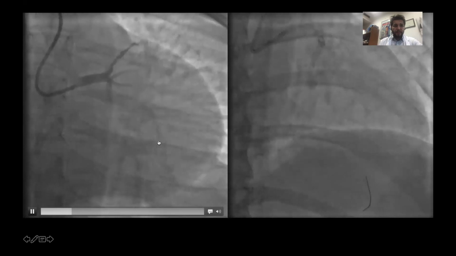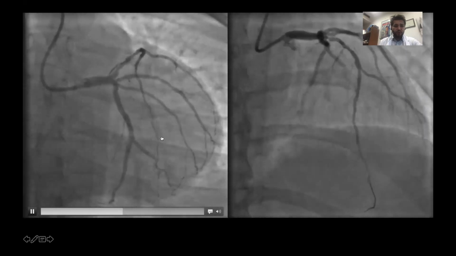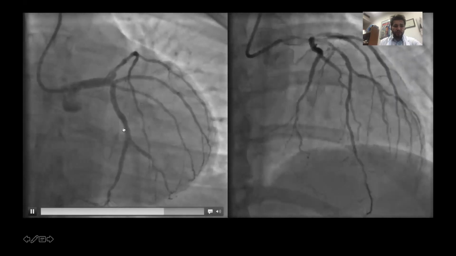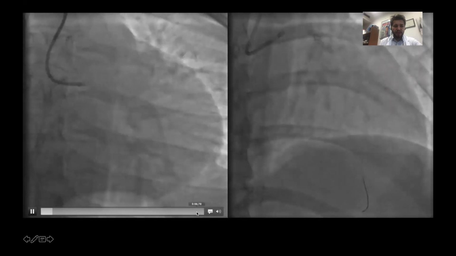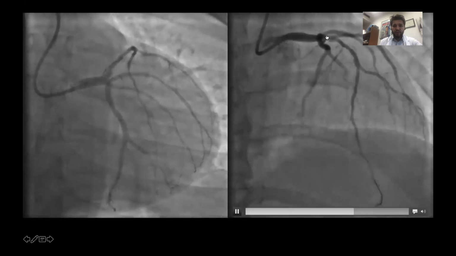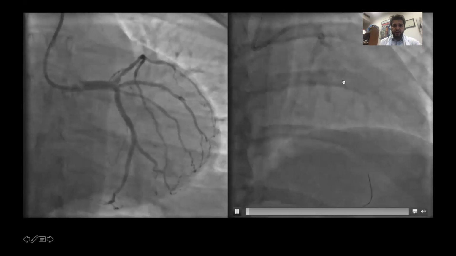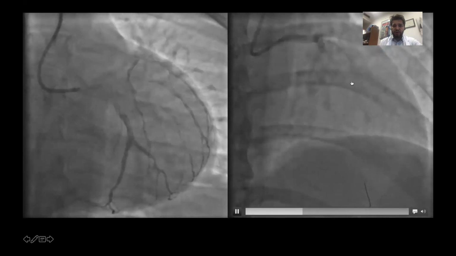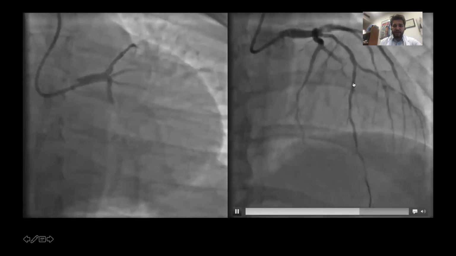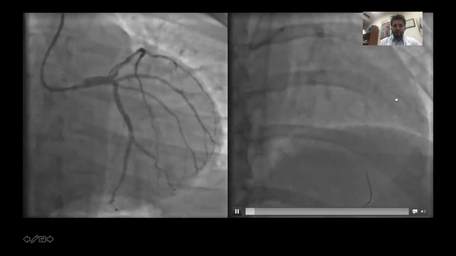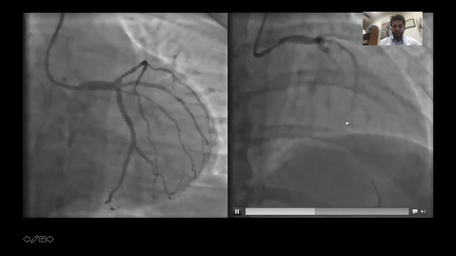This is the initial angio. You see that the result on the first bifurcation here is okay, and we observe this very long diffuse disease on prox and mid LAD, and also a subocclusion of the first diagonal branch.